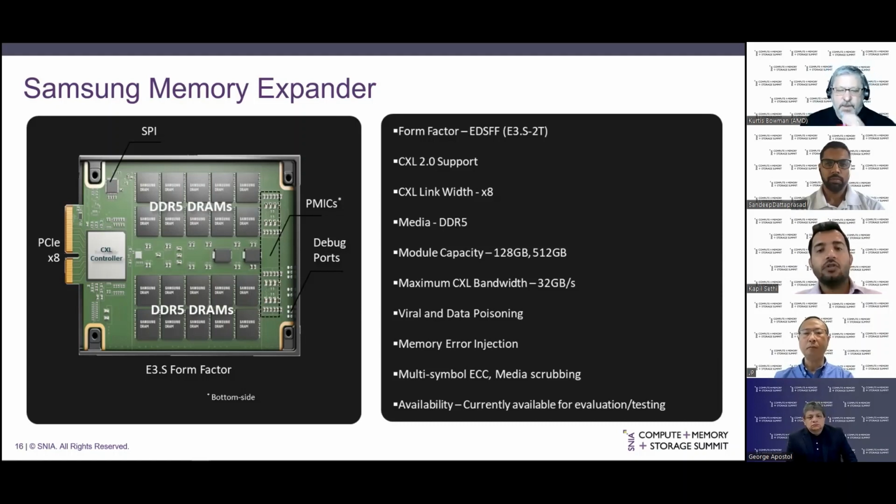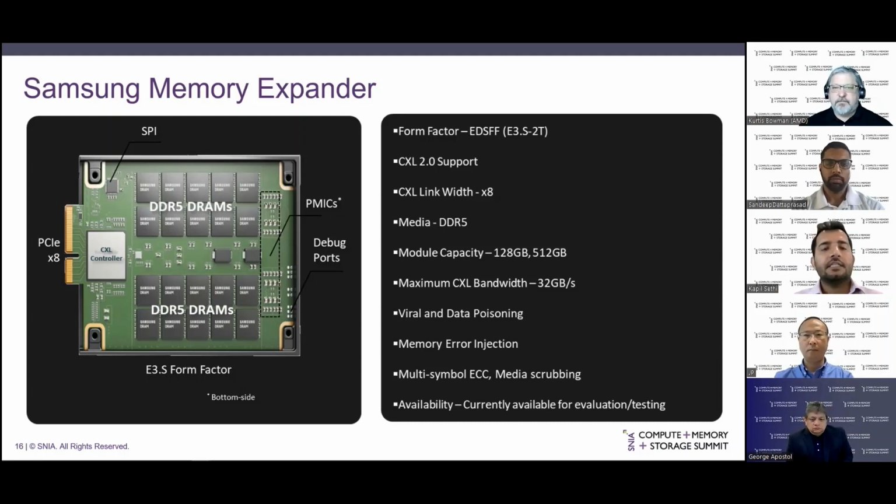The memory expander module comes in memory densities of 128 gigabyte and 512 gigabyte with DDR5 DRAM memory as the media behind the CXL interface. It uses a by-8 PCIe 5.0 interface to connect to the CPU. It also supports CXL RAS features like viral poisoning and memory error injection. And in terms of availability, the samples are currently available for early evaluation and testing.